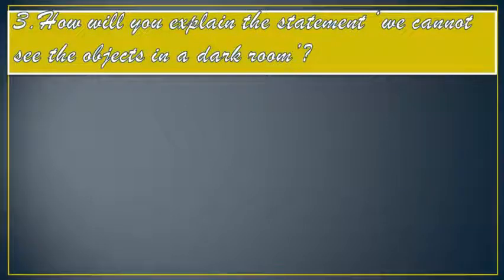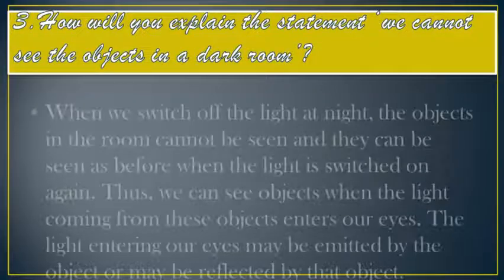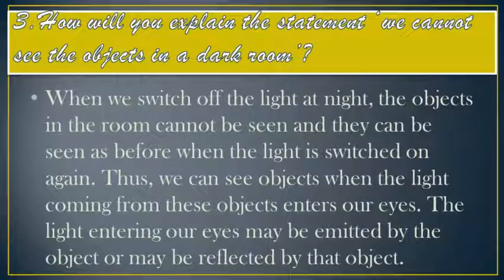Question number 3. How will you explain the statement: we cannot see the object in a dark room? So here, when we switch off the light at night, the objects in the room cannot be seen and they can be seen as before when the light is switched on again. Thus, we can see objects when the light coming from these objects enters our eyes. So the light entering our eyes may be emitted by the object or may be reflected by that object.